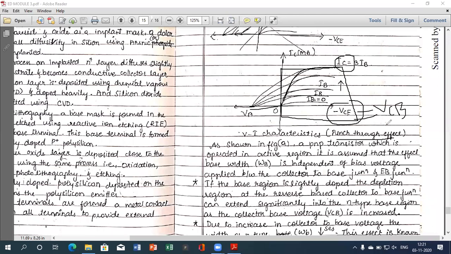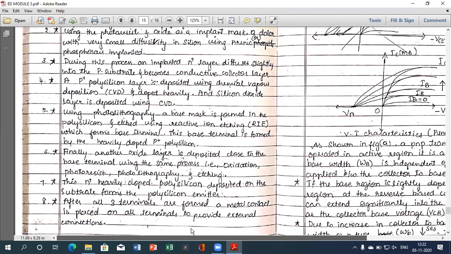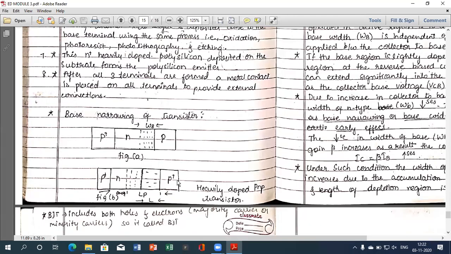So we call it the punch through effect. Nothing but once the transistor loses its characteristics due to an increase in the collector current when the VCB voltage is increased beyond the limit, we call that the punch through effect, when the transistor gets damaged due to the increase in the VCB. This VA is the new voltage of VCB where the collector current increases. So this is about the base narrowing of a transistor. I hope it is clear for everyone, which is very simple.